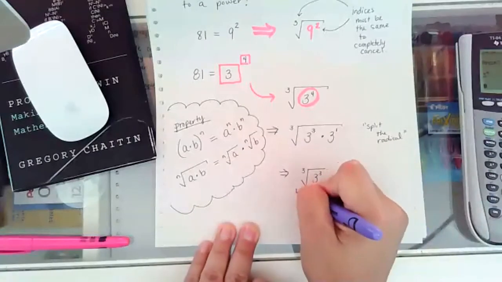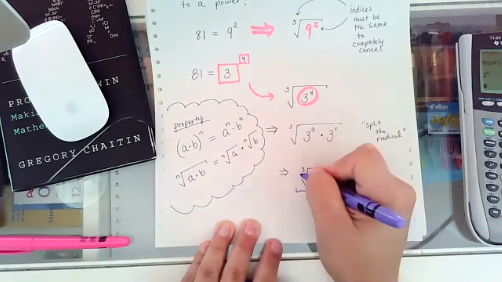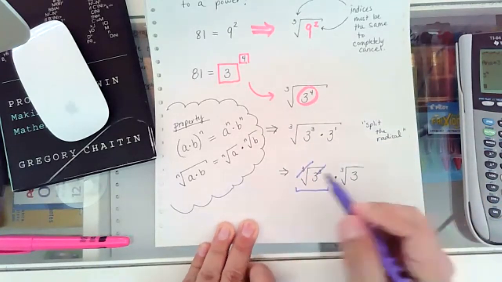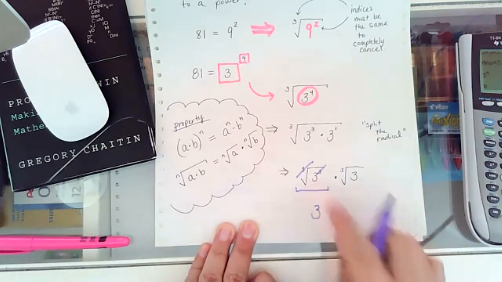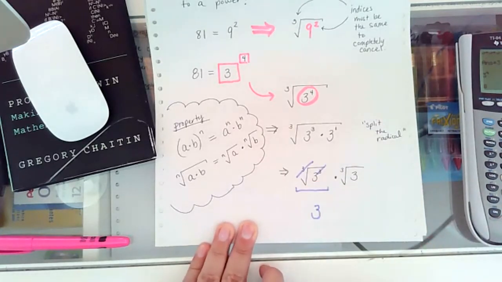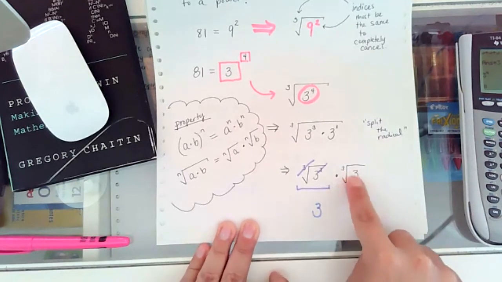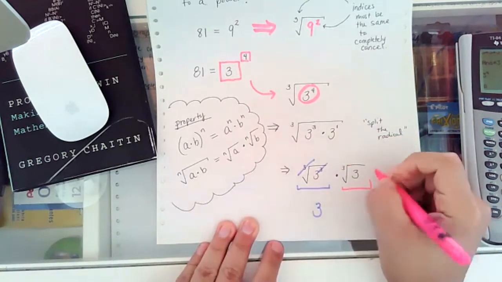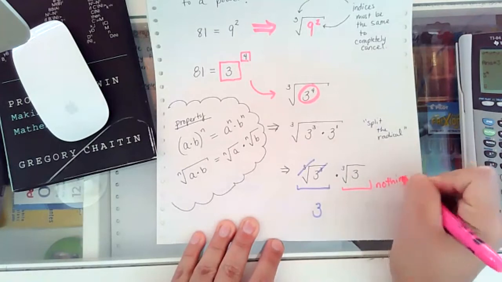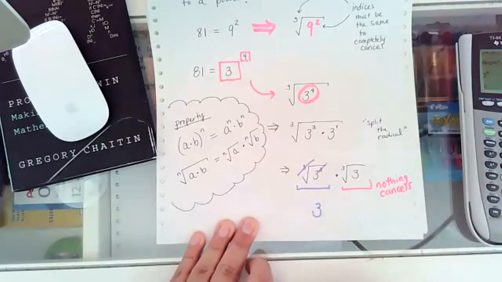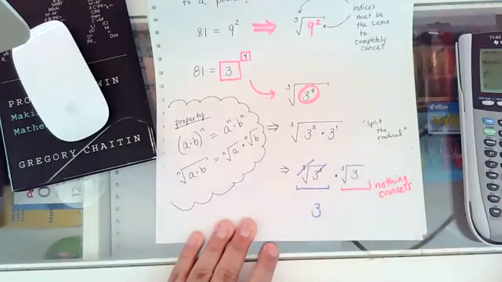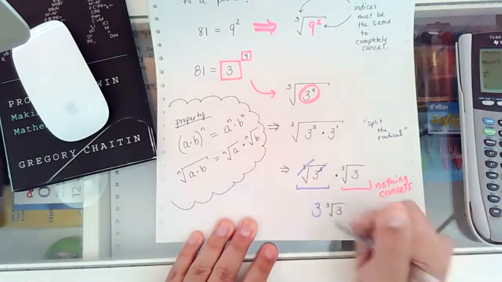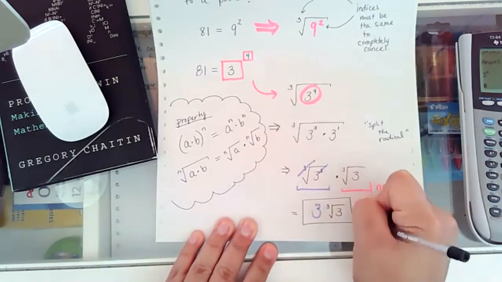And for this first factor, the cube root and the cube, the root and the exponent cancel out, leaving you just with this number 3. Now, nothing can cancel over here. So I'll write nothing cancels. So we just have to leave this part alone. 3 times the cube root of 3 is as simplified as we can get this.